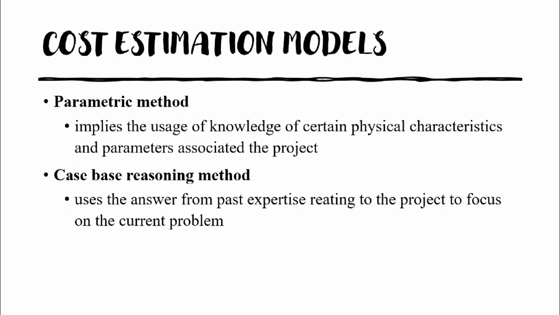Next is cost estimation model. There are two types of cost estimation model, which are the parametric method and the case-based reasoning method. The parametric method implies the usage of knowledge of certain physical characteristics and parameters associated to the project. Case-based reasoning is outlined as a method that uses the answers from past expertise relating to the project to focus on the current problem.